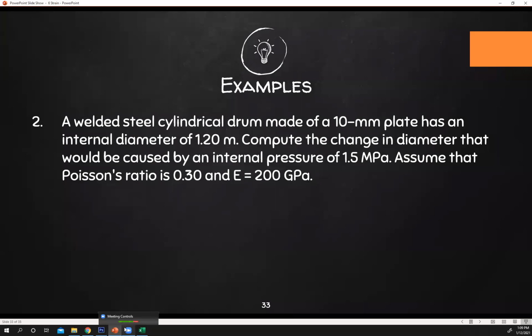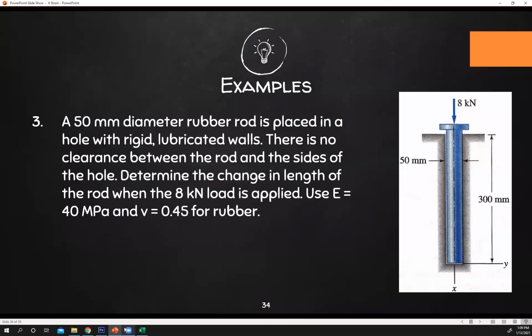Number 3. A 50 mm diameter rubber rod is placed in a hole with rigid lubricated walls. There is no clearance between the rod and the sides of the hole. Determine the change in length of the rod when an 8 kN load is applied. Use E equals 40 and V equals 0.45 for rubber.